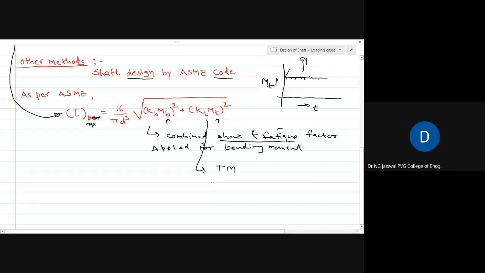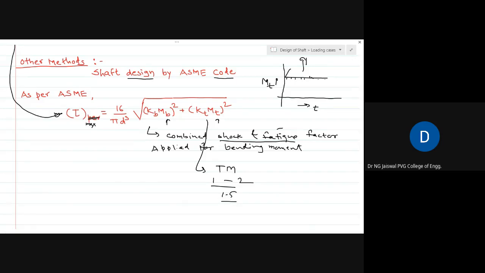The values of this KB and KT range between 1 and 2. So if it ranges between 1 and 2, and it is not given, then one can suitably take it as 1.5.